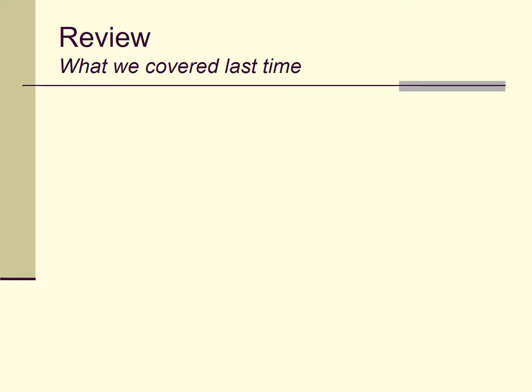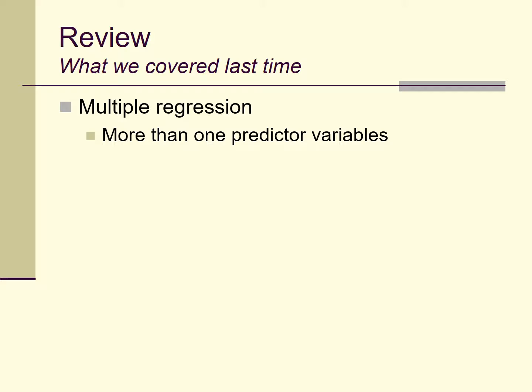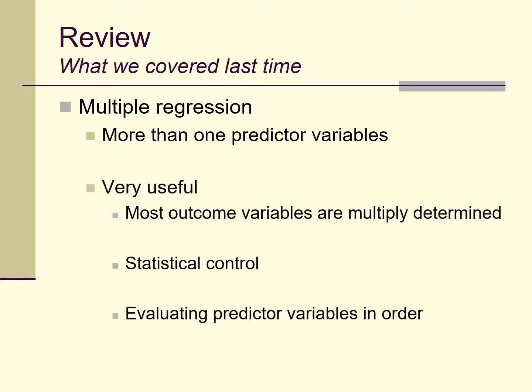Before I get there though, I want to do a quick review of what we've covered in the last and previous lectures. I've been talking about multiple regression, which is just regression analysis when there's more than one predictor variable, and I would argue that multiple regression is very useful because most outcome variables that we study in psychology and the behavioral sciences are multiply determined. That is, there's more than one predictor of most of the stuff we care about, so it's nice to be able to make statistical models that represent that multi-determined nature.